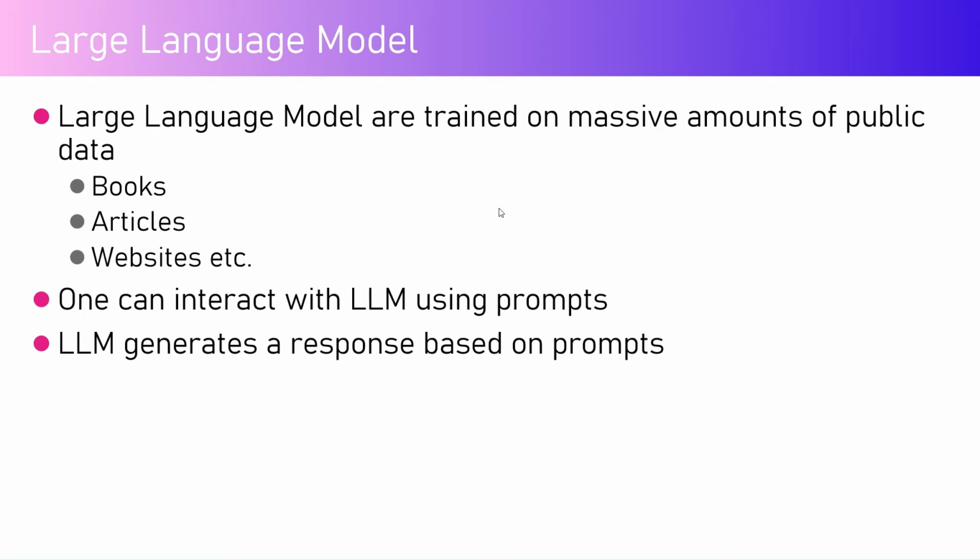Large language models are the basic heart of the AI. They are trained on a massive amount of public data: books, articles, websites, and many other things. One can interact with a large language model using prompts, and the LLM generates a response based on the prompts. So all the books, articles, and websites within the internet or any other data sources are scanned and processed within a big model called a large language model. There can be a small language model as well, which is domain specific, or specific to some work area. And there is a large language model which is quite generic. It won't give you that specific response, but it will contain most of the information required by an AI to respond.